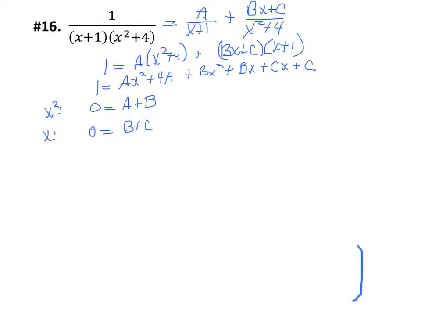And now we do our numbers, or our constants, right? So now on the left side, we have 1. And what do we have on the right side? 4A plus C. Okay, now we're ready to rock and roll. So if A plus B equals 0, what can I do with that? I can say A equals what? Negative B, right?